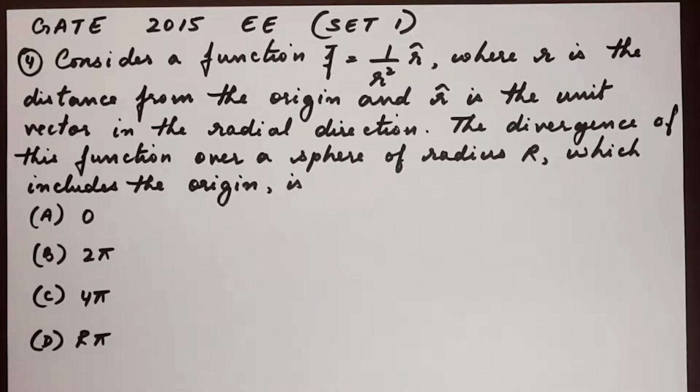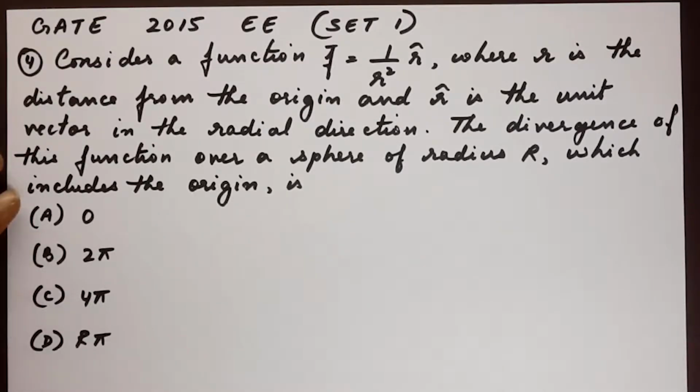Next question, number 4. Consider a function f equal to 1 by r square r cap, where r is the distance from the origin and r cap is the unit vector in the radial direction. The divergence of this function over a sphere of radius r, which includes the origin, is. So we have our 4 options A, B, C and D.